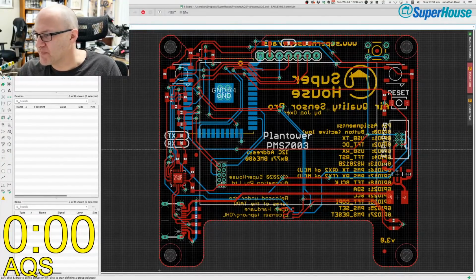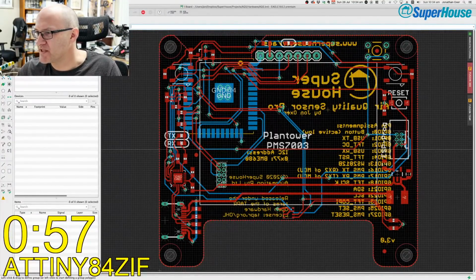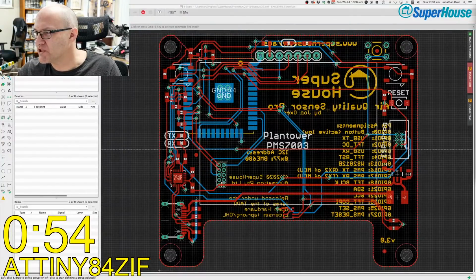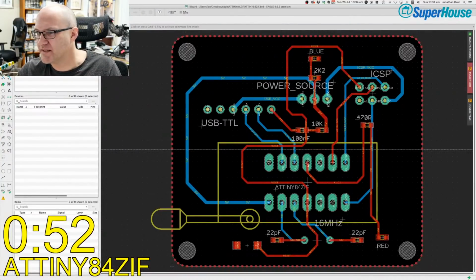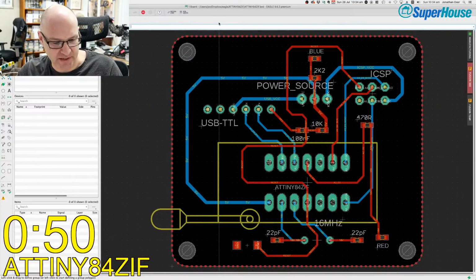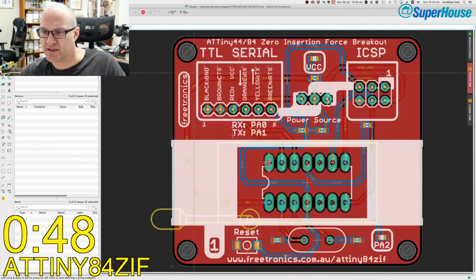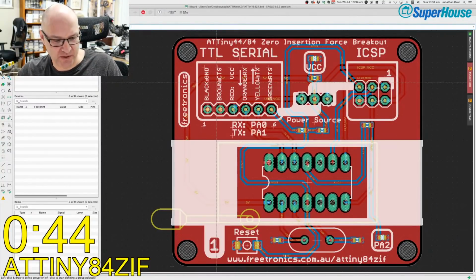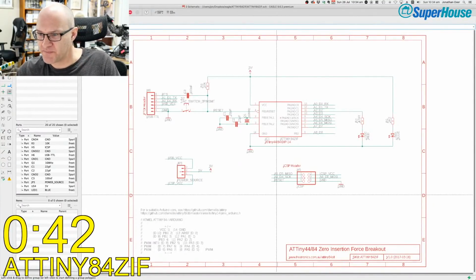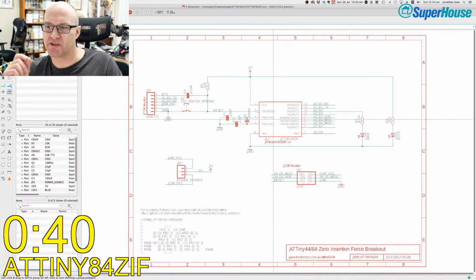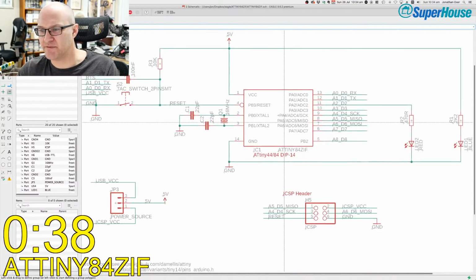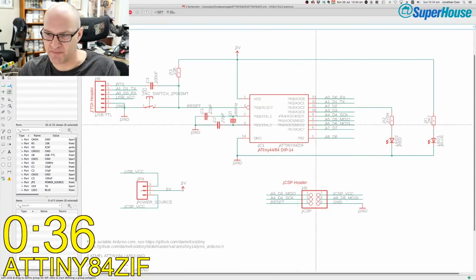Next, ATmega84ZIF. Okay, so this is an old one, oldish. It is a programmer for an ATtiny84, and if we switch to the PCB, to the schematic view, it's not working, there it is. So this is a zero insertion force socket for programming an ATtiny84 or 44 type chip.